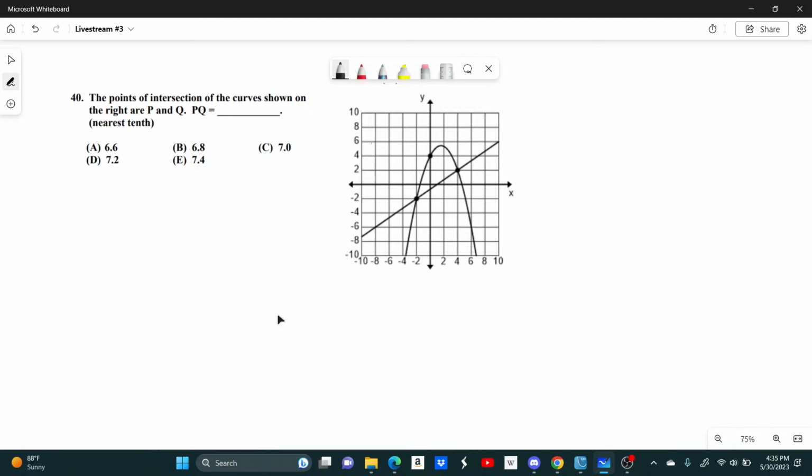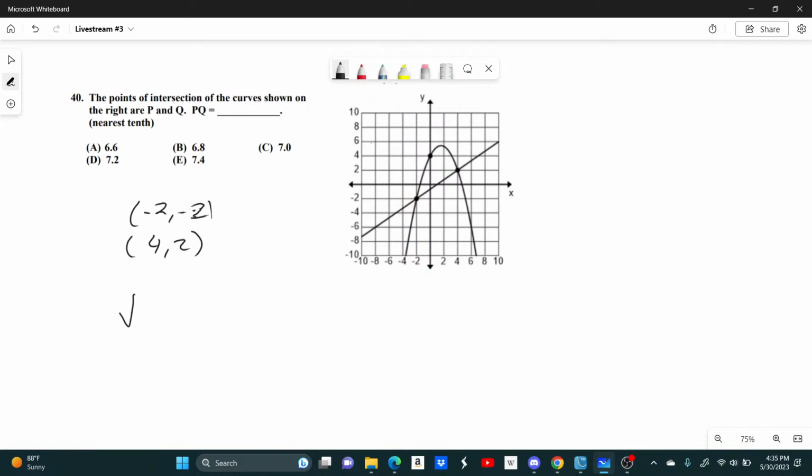PQ equals what? Okay, so normally you would have to solve for the equation of this parabola and the equation of the line, but in this case these actually intersect at lattice points. So this one's actually pretty easy. One of our points is at -2, -2, and our other point up here is at 4, 2.